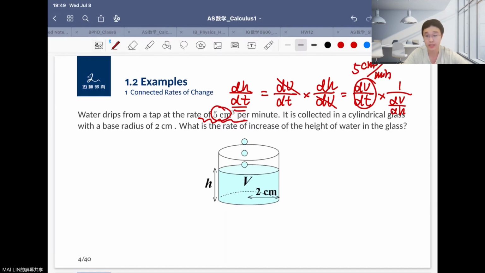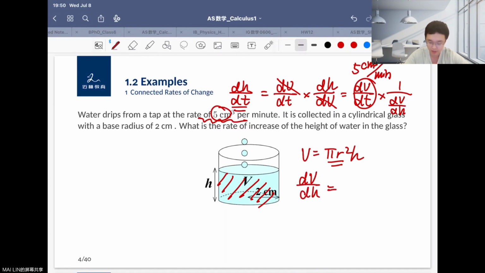And 1 over dV over dh, the volume over the height: the volume means the cylinder volume, right? Using the formula, volume equals pi r squared, which is the base, times h, the height of the container. So dV over dh is pi r squared. For this problem, we have 5 centimeter cubed per minute, and then times 1 over dV over dh, so we write down pi r squared right here. The final answer is 5 over pi r squared.